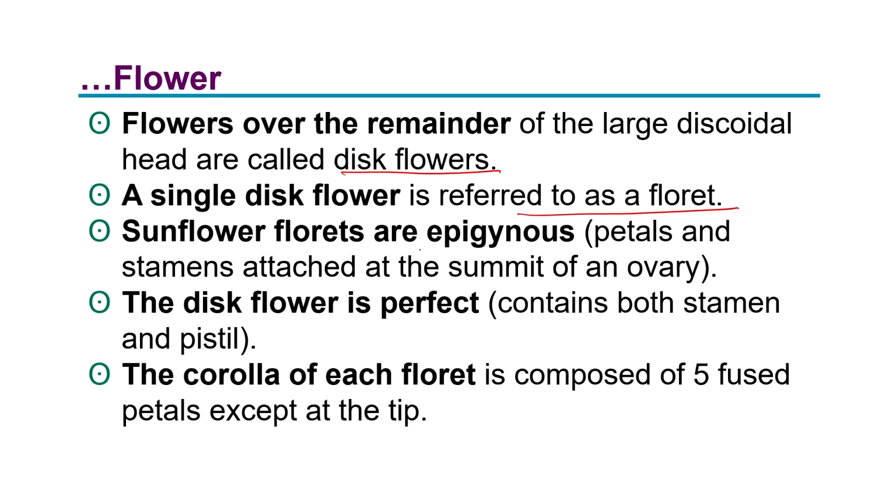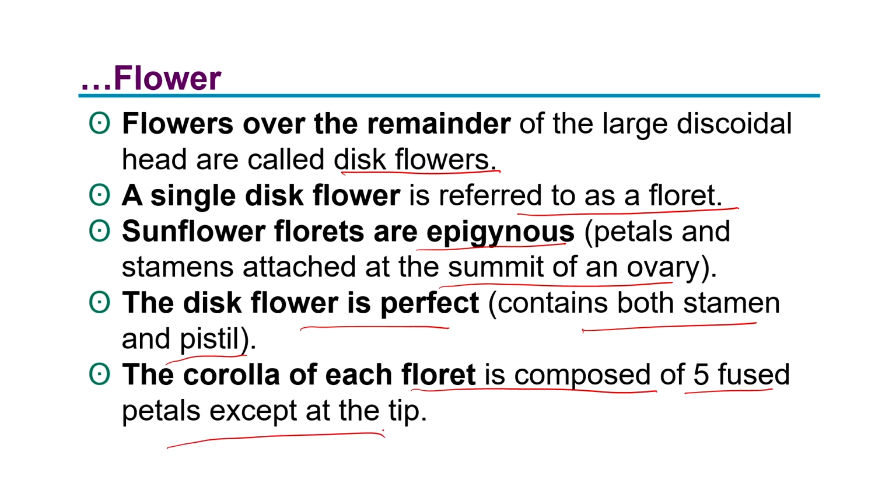Sunflower florets are epigynous. Epigynous means petals and stamens are attached at the summit of an ovary. The disc flower is perfect, containing both stamens and pistil. Perfect here also means they contain both male and female sex organs. The corolla of each floret is composed of 5 petals fused except at the tip.